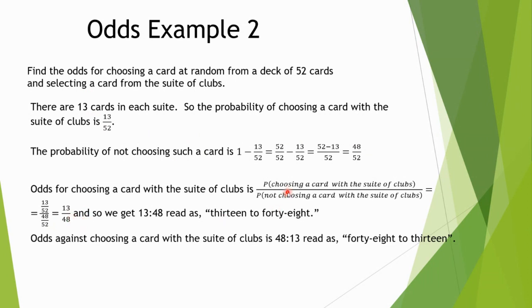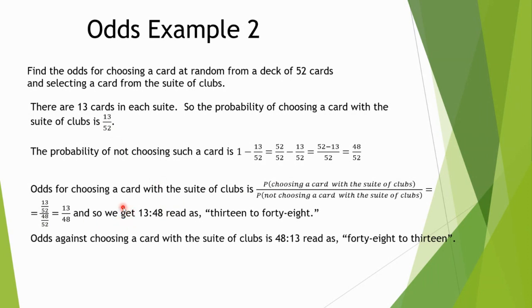And we really didn't have to do it this way, because we actually know how many outcomes there are in each event. We know the sample space is 52. There are 13 cards in the suit, so there are 13 outcomes in the event of choosing a card with the suit of clubs, and 48 cards not in the event. So we could also get it that way. I just like doing it with probability, but that's just me.